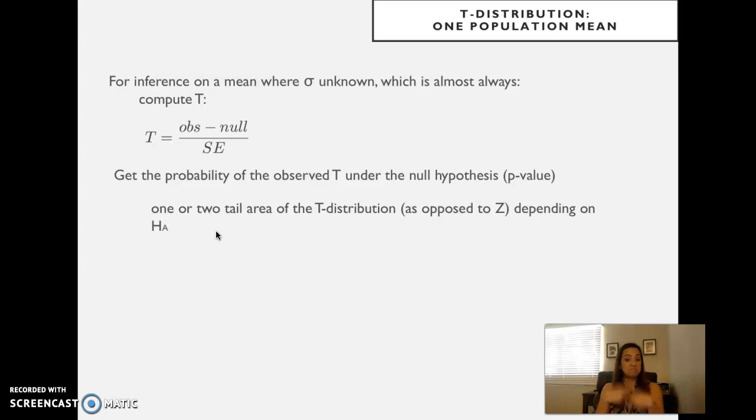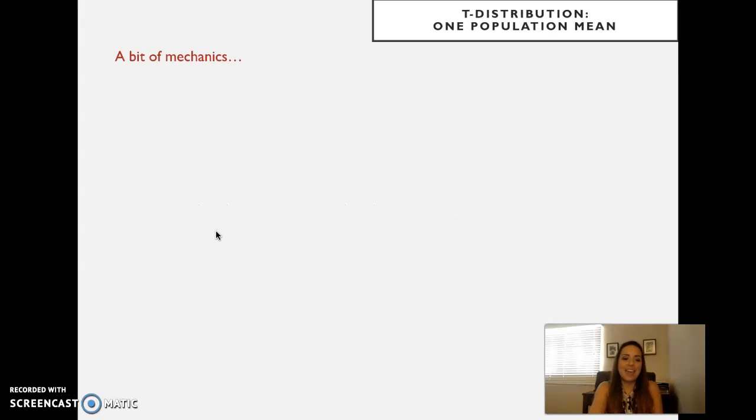If I have a non-directional hypothesis, I just expect a difference, and it could go either way, then I distribute my rejection area in two sides. I have 2.5 here and 2.5 here. Okay, so my rejection area is smaller on each side because I don't know to which side things are going to go. And we use R to get the probability.